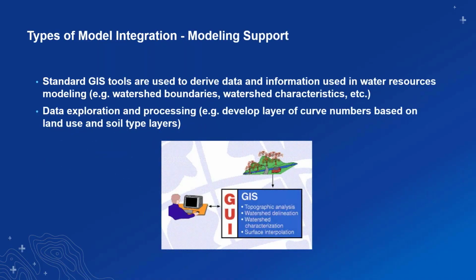So let's look at some types of model integration. The simplest model integration, it's really not integration, is basic GIS processing of data that eventually end up in our model. It covers operations like delineating watersheds, calculating areas, or curve numbers. There is little actual integration here, just data processing.